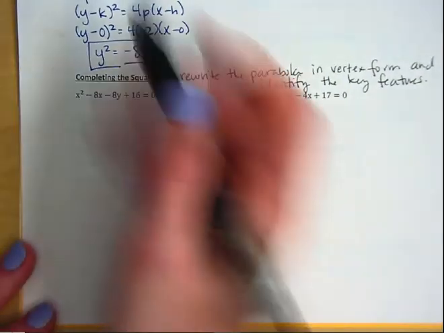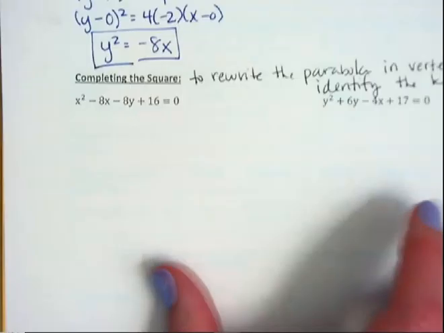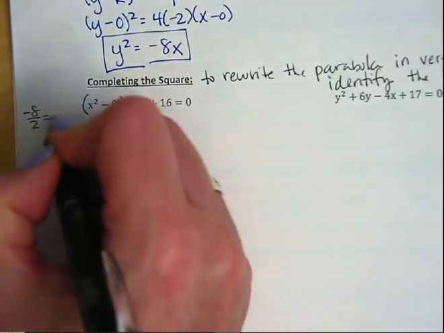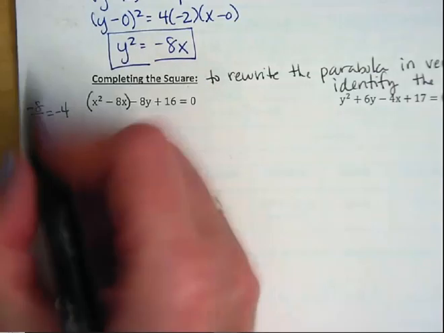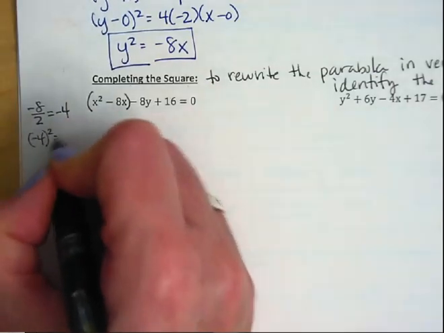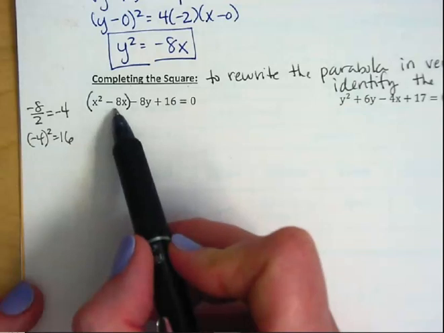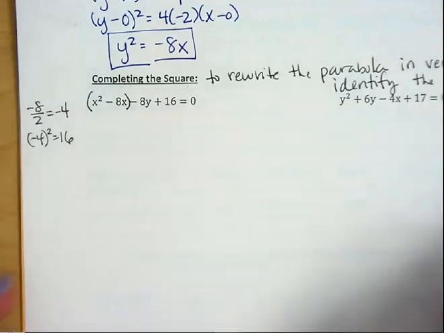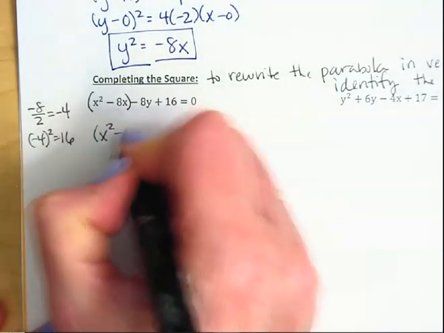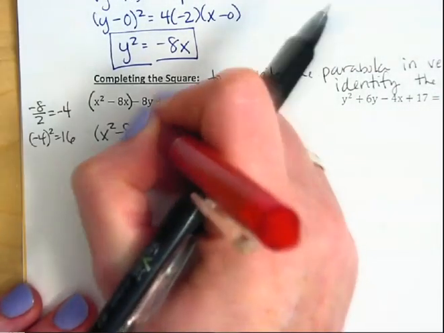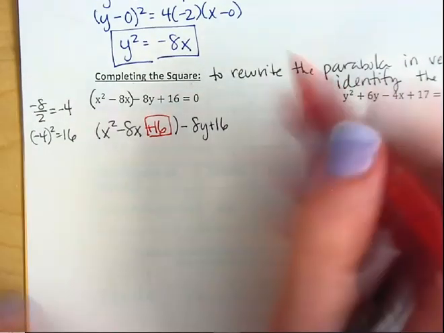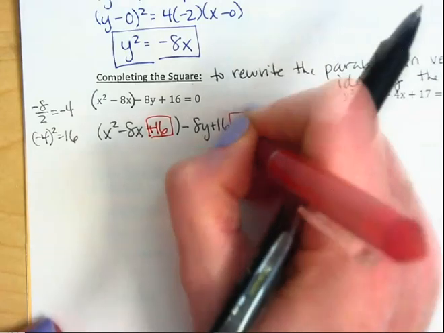So to start completing the square here, I group my x terms. I take the b value and divide by 2. That gives me negative 4. And then I'm going to square that and get positive 16. I'm going to add that inside this group, and then I'm going to subtract it outside the group. That will keep my left side balanced. So x squared minus 8x plus 16 inside the group, and then minus 16 here outside the group.